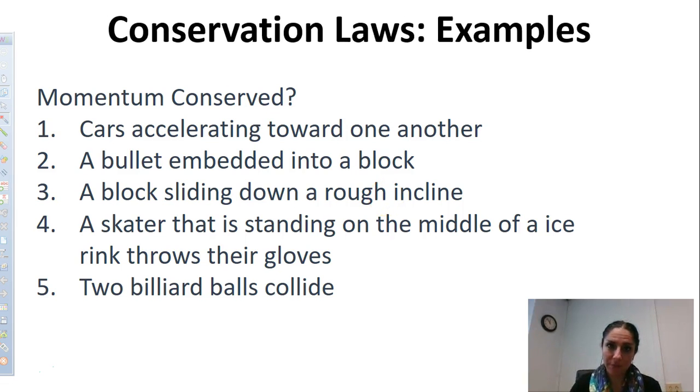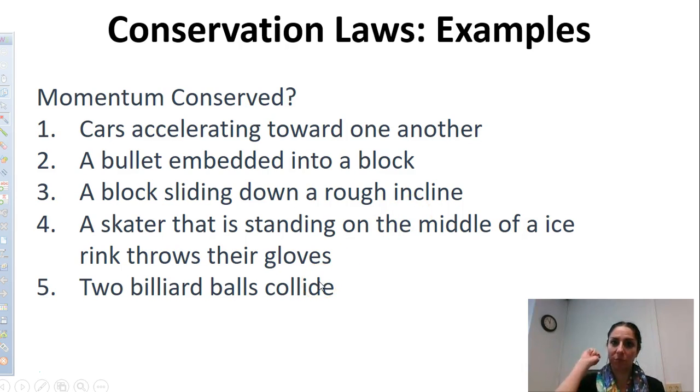Okay, so here are some quick examples. Is it conserved or not? Cars accelerating toward one another. No, it's not conserved because we have an external force. A bullet embedded in a block. Although in reality there's a little loss, we're going to treat this as a conserved system because nothing else is involved there. It's just going to be a block and a bullet. And even though it's embedded inside the block, this is going to be considered conserved. A block sliding down a rough incline, not conserved because rough implies friction.